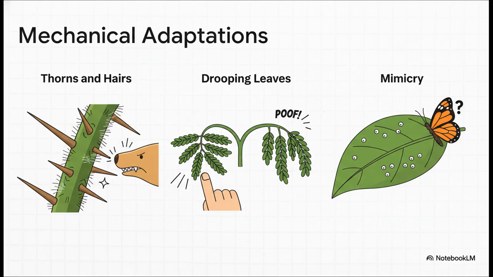Things like thorns and hairs obviously make a plant a very unpleasant meal, but some are even more clever. You've got plants whose leaves dramatically droop or curl up when you touch them, which might just startle an herbivore into leaving it alone. Some plants even use mimicry to trick animals, maybe by looking like they're already diseased or have eggs on them. So clever.